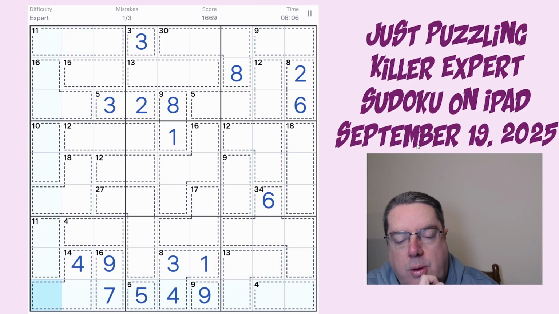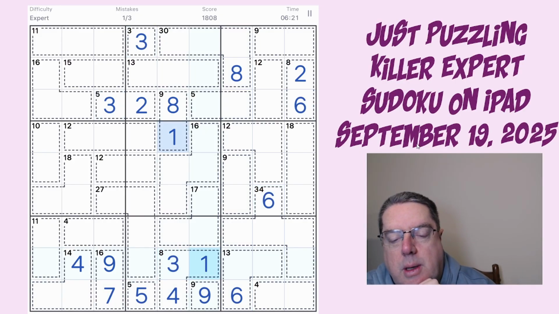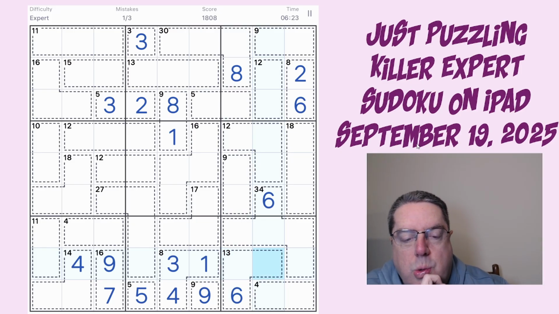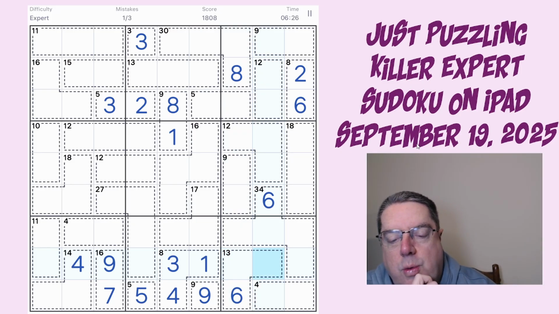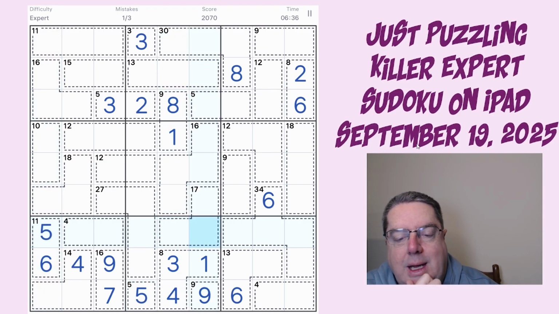So 1, 2, 3, 4, 5, 6. 8 and 2. Alright. So 6 is 13. So this is going to be a 2 and a 5, but I don't know which order yet. But if that's 2 and 5 and I'm telling you that's 5 and 6, this has to be the 6 and this has got to be the 5. Alright, so 1, 2. So 2 is up here. So this is 2.